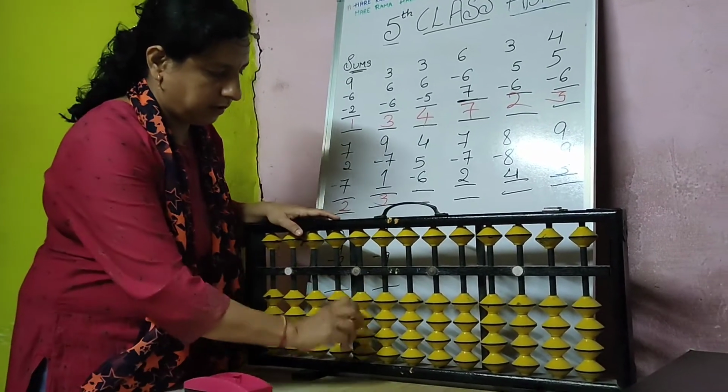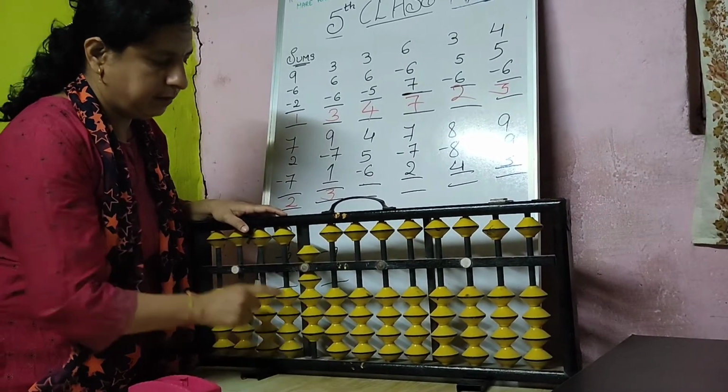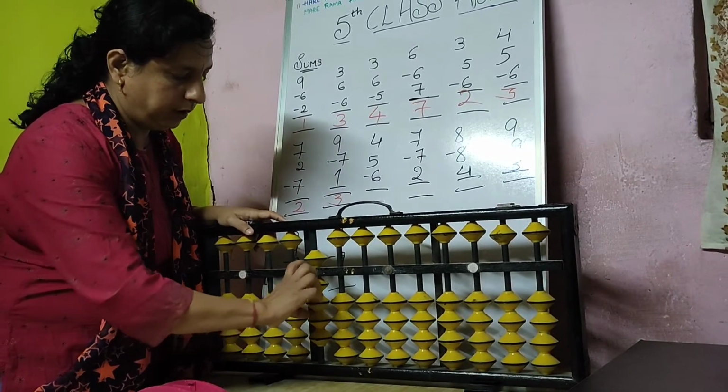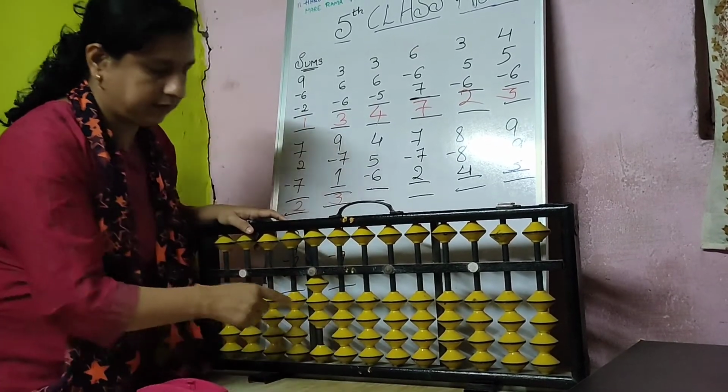Next. 4, 5, minus 6. So again minus 6 came here. How to do? 1 upper bead, 1 lower bead you have to cancel. Answer is 3.